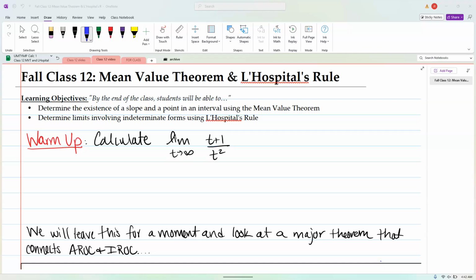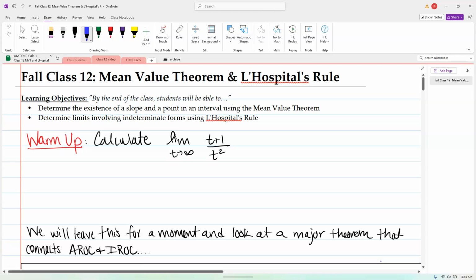Calculate this limit. This should require some previous skills, so you should be able to pause the video, try this out, and resume the video when you're ready to see the solution. Okay, the solution. As you might recall, with limits that go to infinity, we have to multiply the numerator and denominator, if it's a polynomial expression, by 1 over the highest appearing polynomial, so t squared. 1 over t squared to both numerator and denominator.